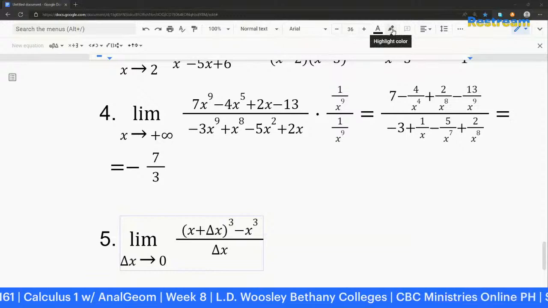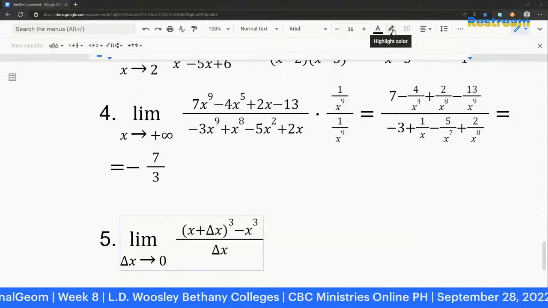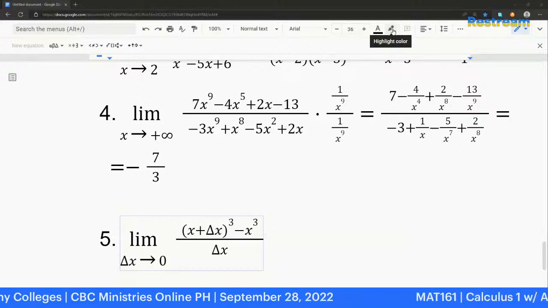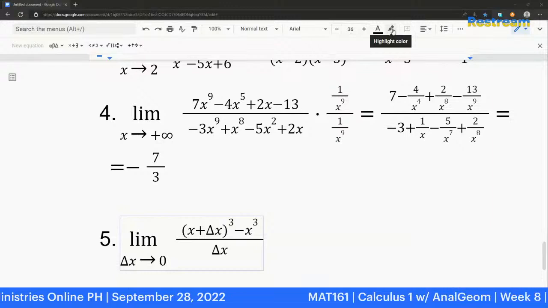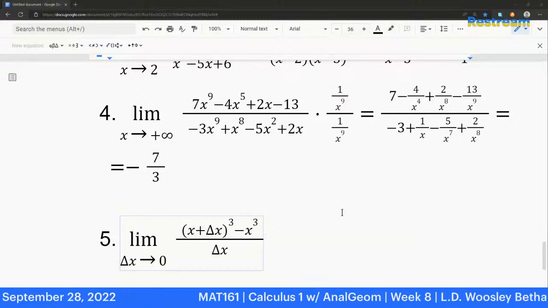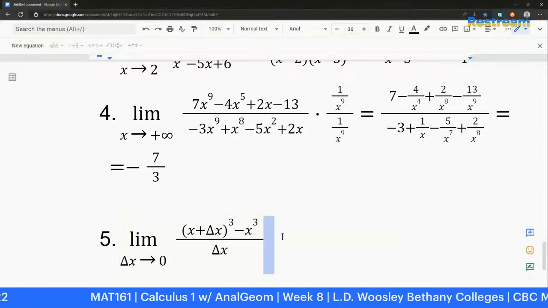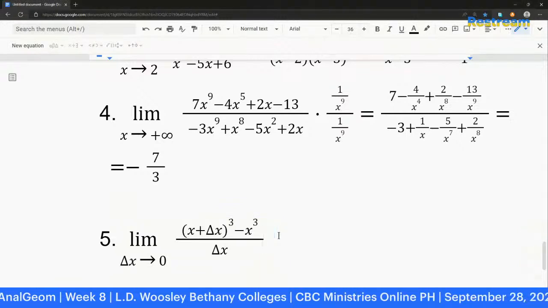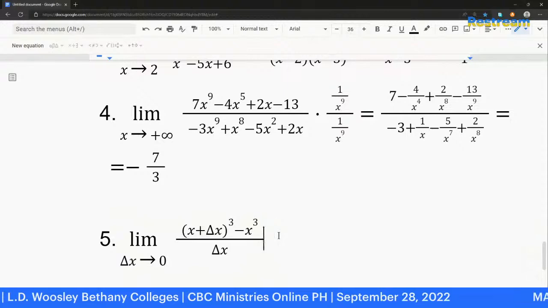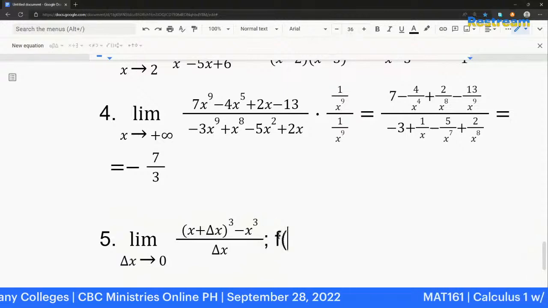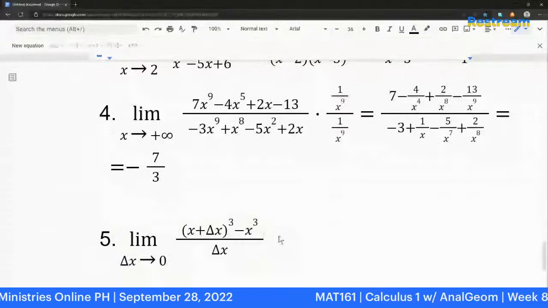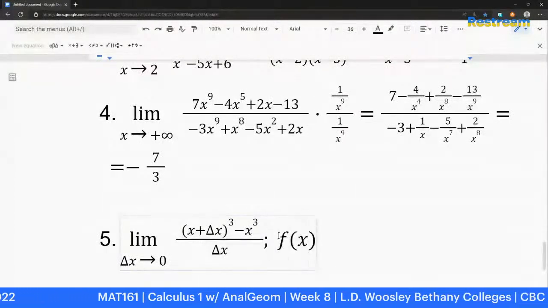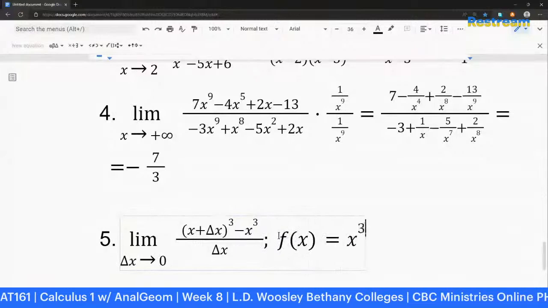Okay, correct Banji, 3x squared. Because we're actually solving for the derivative of x cubed. The shortcut method, as you may recall, I'll discuss next time. The derivative, your f of x here is x cubed.